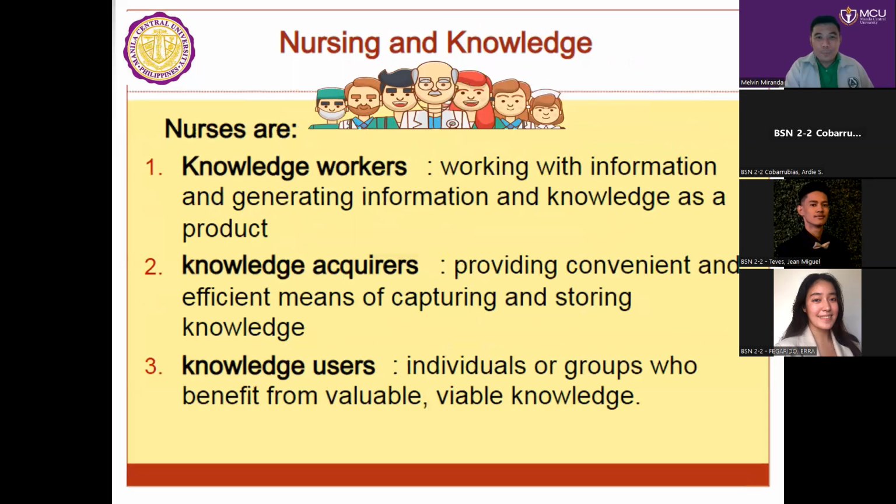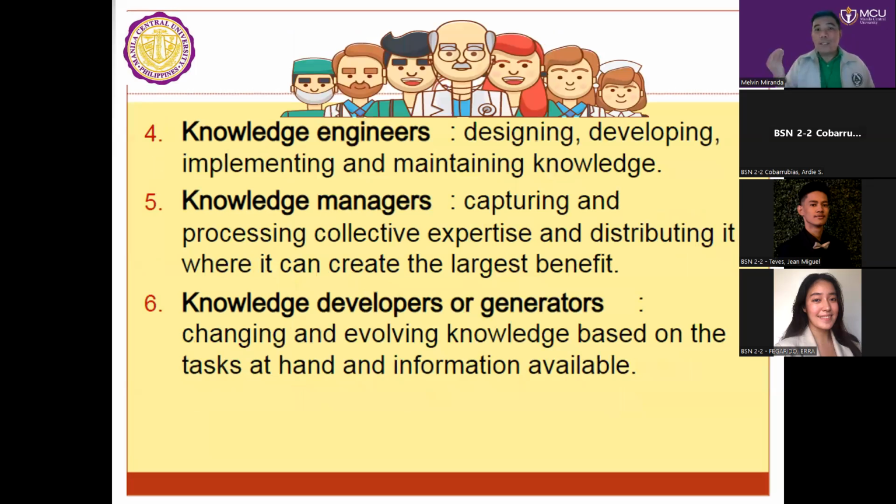Okay, so let us have a review. Knowledge workers, we generate information. Knowledge acquirers, we have the efficient means on how to consider information. Knowledge users, we consider this valuable to individuals or groups as beneficiaries of care. Knowledge engineers, we design and develop the knowledge that could help the community and the national level. Knowledge managers, we use the processes of plan, organize, direct, and evaluate so that it will benefit the largest group, beyond individuals and groups, on the national level. Knowledge developers, we consider the change and evolved knowledge so that anyone can access information.